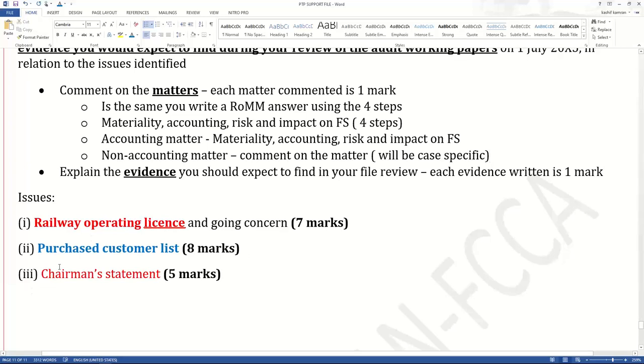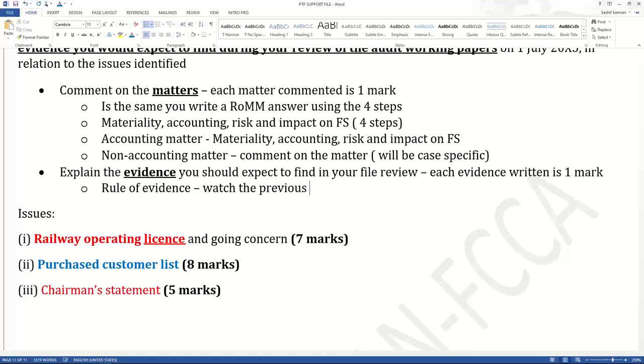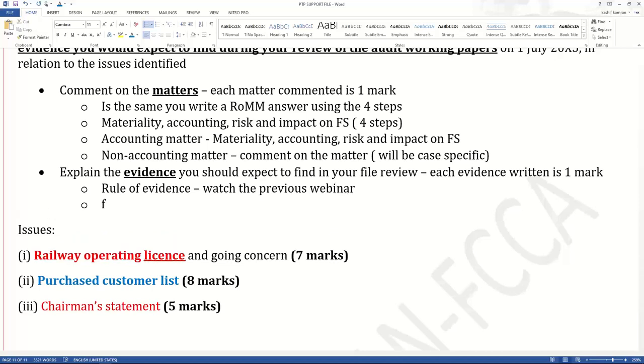Okay, thank you. Let's start the journey and then explain the evidence. Now, in my webinar today, I'll not be telling you the rules of evidence because I've told you the rules of evidence in my previous webinar. So don't expect the rules of evidence I will be teaching you. If you want to know the rules of evidence, then watch the previous webinar. I'll not be putting the answer of explain the evidence you should expect to find in the file, because the rules of evidence, watch the previous webinar, and formulate the answer for evidence yourself by watching the previous webinar.